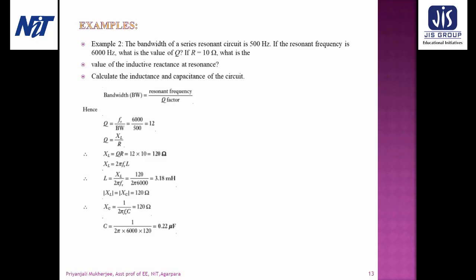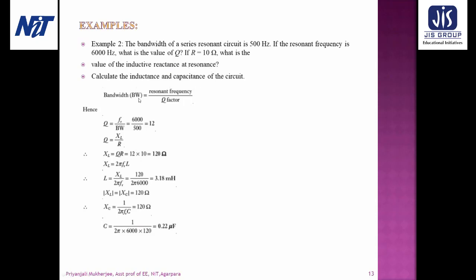And let us consider another example. Here the bandwidth of a series resonance circuit is given as 500 Hz, where the resonating frequency is given as 6000 Hz, and we need to find out the value of the quality factor. The resistance value is given as 10 ohm, then we need to find out the inductive reactance at resonance and the inductance and capacitance of the circuit.